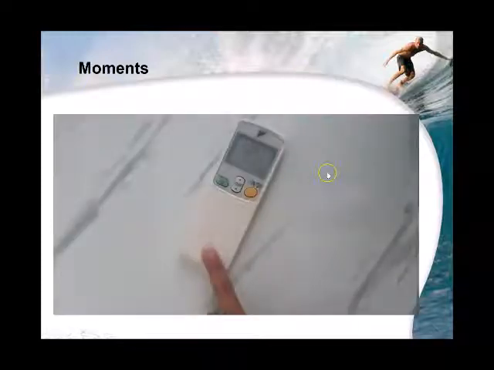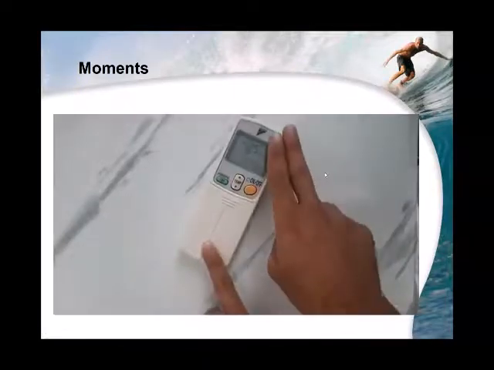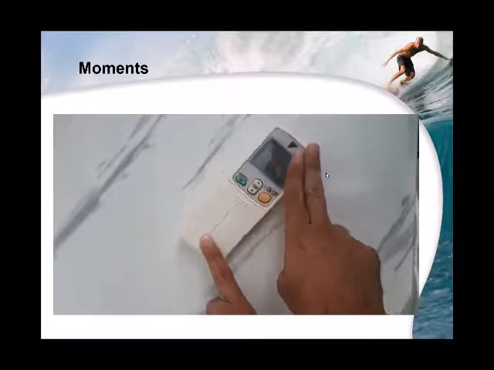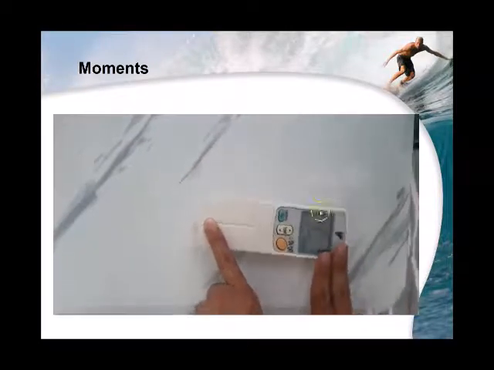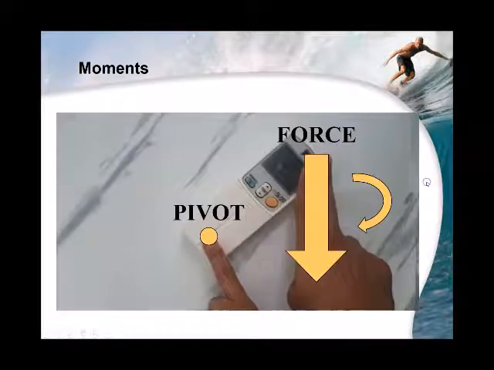Likewise, if I do the same but this time I apply the force downwards like that, the object will turn in the opposite direction. So what I have is something that looks like this. You will have your pivot, and then you apply a force downwards, and it will cause the object to turn in this direction as well.